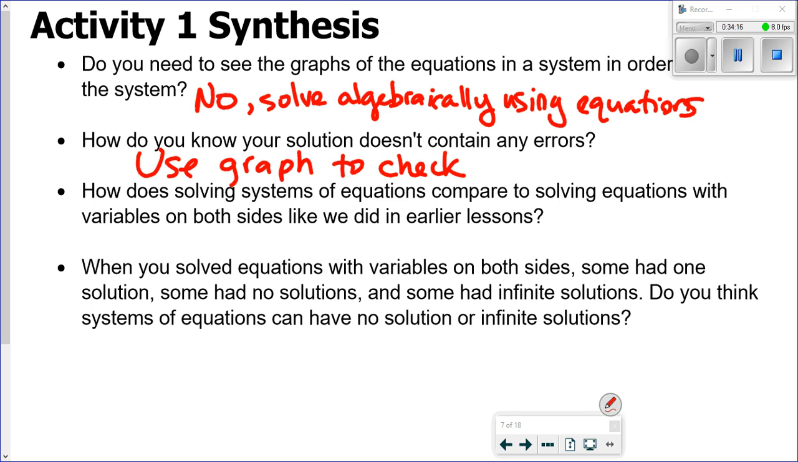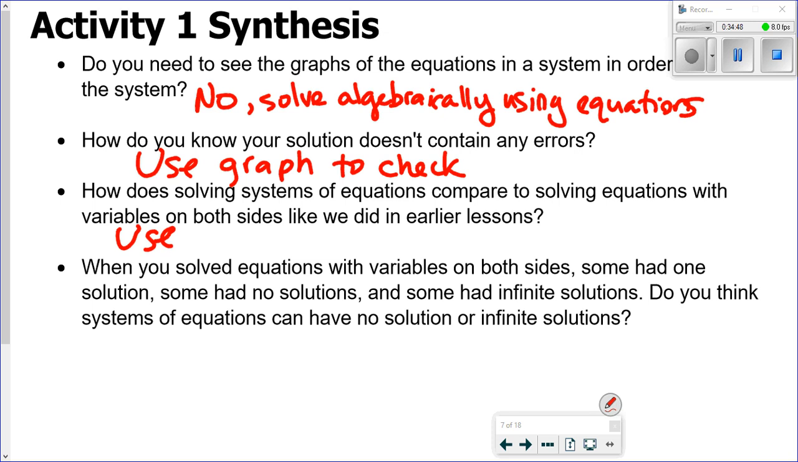How does solving the systems of equations compare to solving equations with variables on both sides like we did in earlier lessons? Well, to find the x value of our system of equations, it's the exact same concept as solving an equation like we did earlier in this unit. You have two original equations in the system that we were able to make one giant equation out of by setting them equal to each other. And then you still use inverse operations to solve for x, just like you're used to doing.